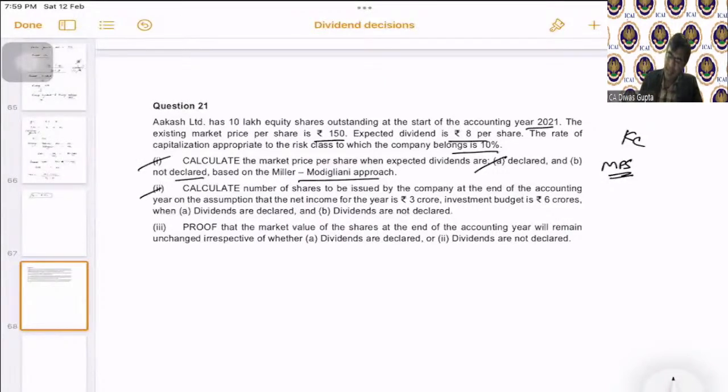Then the second part they are asking: calculate the number of shares to be issued by the company at the end of the accounting year on the assumption that the net income for the year is 3 crore and the investment budget is 6 crore, when dividends are declared and when dividends are not declared. Simple. Then the last step, prove that the market value of the shares at the end will remain unchanged, irrespective of whether dividends are declared or not. So they're asking us to adopt the entire approach, step 1, step 2, and step 3. That's all in the question.